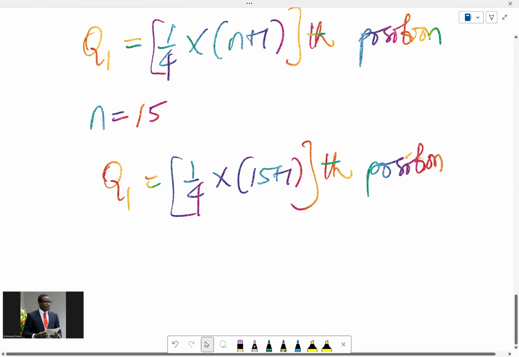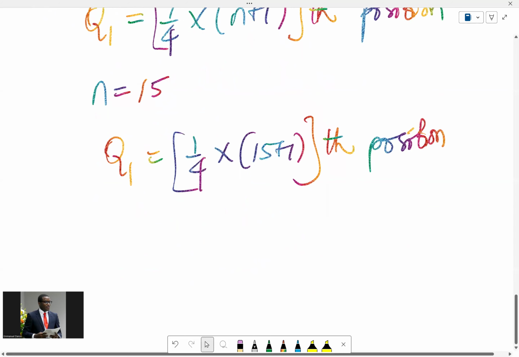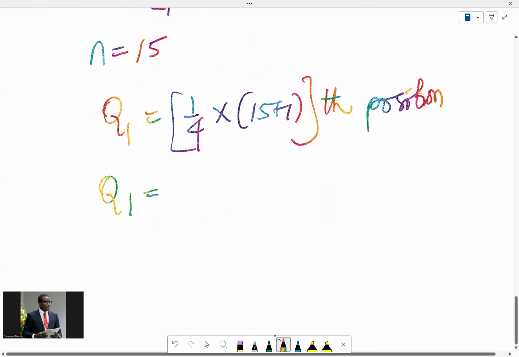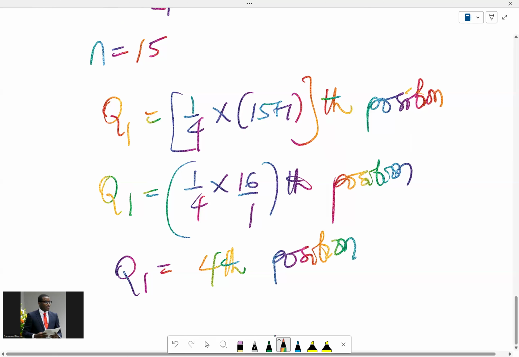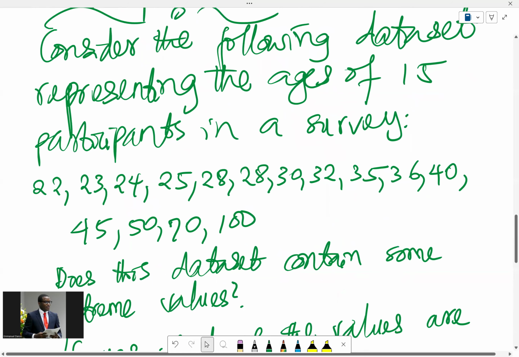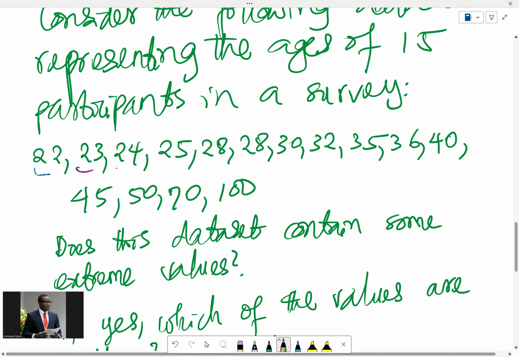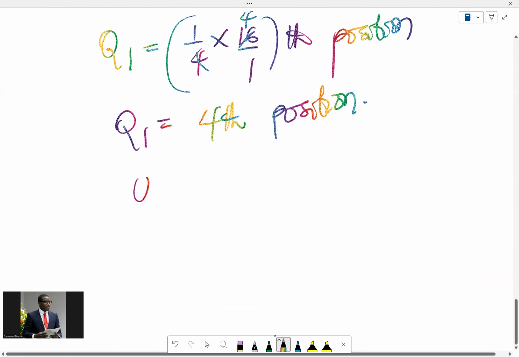So you now have Q1 to be 1 over 4 times 16, which is position 4, meaning that Q1 is the number in the fourth position. Of course, you have to arrange in strictly ascending order. So the first quartile is the number in the fourth position. That's 1, 2, 3, 4. So this is your Q1. Q1 is 25.